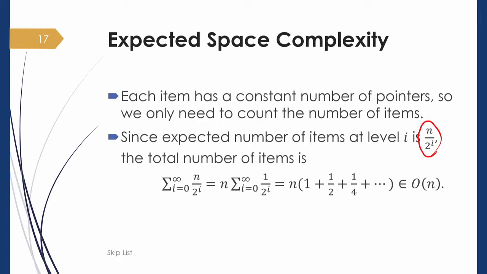And so, let us now do a summation over all possible levels, and that is simply going to be the summation i equals 0 to infinity of n over 2 raised to the i, and we can bring n outside, and within the summation we have 1 plus 1/2 plus 1/4 and so on, which is at most 2, and therefore, we get our bound of O of n on expectation.